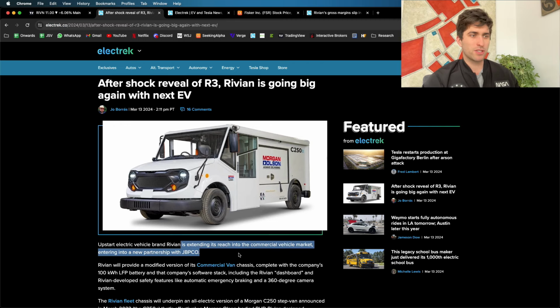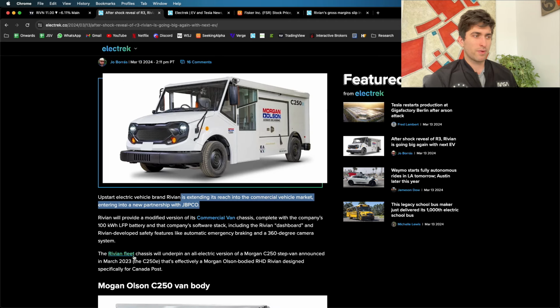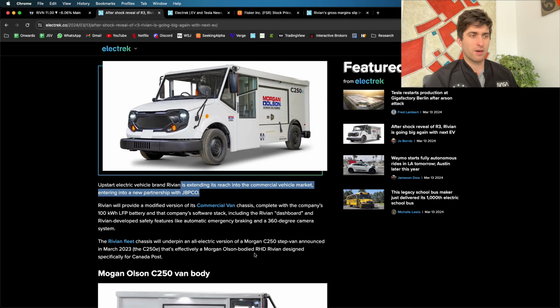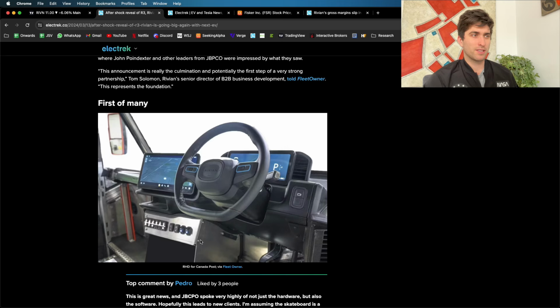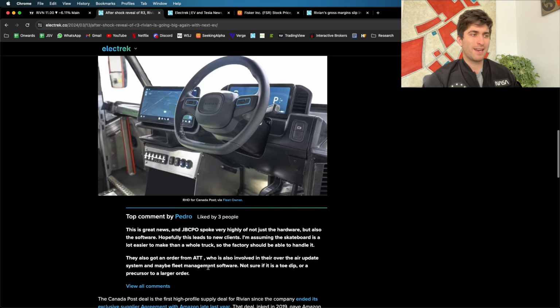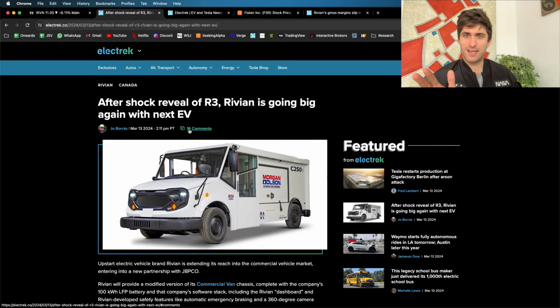Rivian is extending its reach into the commercial vehicle market with a new partnership with JBPCO for these commercial vans. So the Rivian fleet chassis will underpin an all-electric version of a Morgan Olson C250 step van that's effectively a Morgan Olson-bodied RHD Rivian designed specifically for Canada Post. Super cool, first of many. You can see the hardware, the software is Rivian, and they have very nice reviews about this. And so, we'll cover this in the next Rivian video.